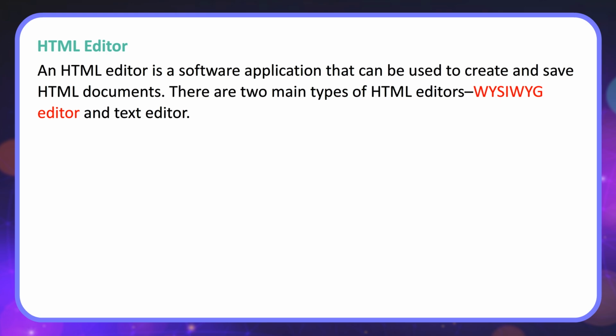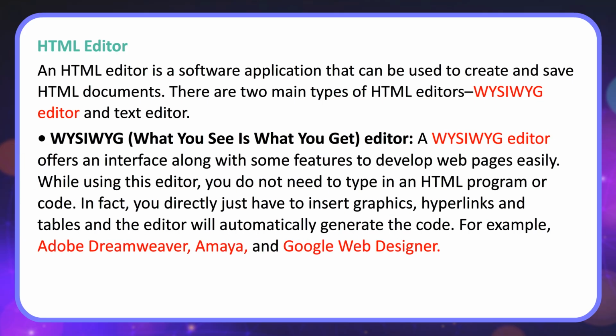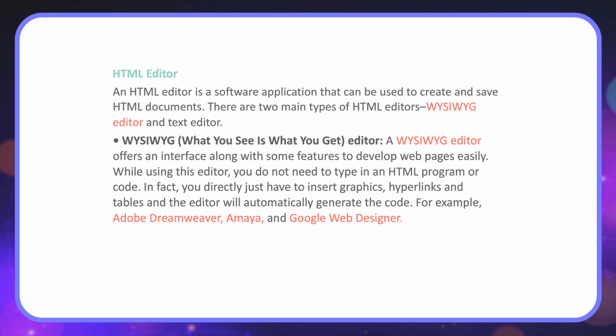There are two main types of HTML editors: WYSIWYG editor and text editor. WYSIWYG, what you see is what you get. Editor. A WYSIWYG editor offers an interface along with some features to develop web pages easily. While using this editor, you do not need to type in an HTML program or code. In fact, you directly just have to insert graphics, hyperlinks and tables and the editor will automatically generate the code. For example, Adobe Dreamweaver, Maya, and Google Web Designer.